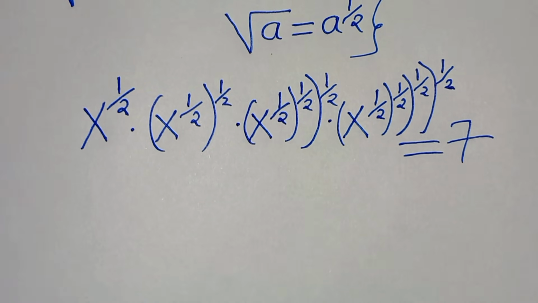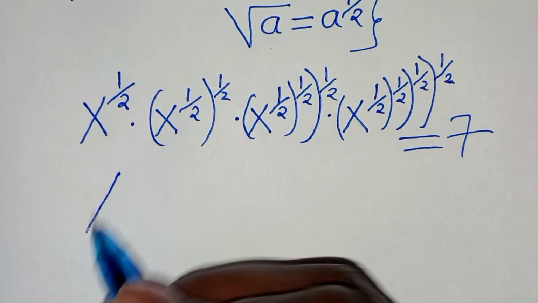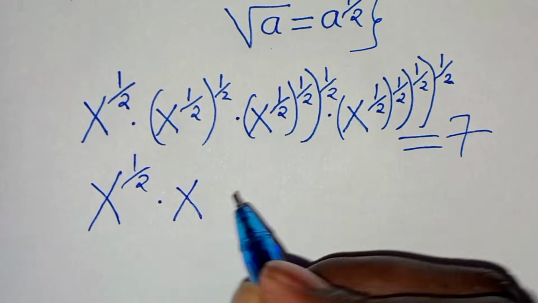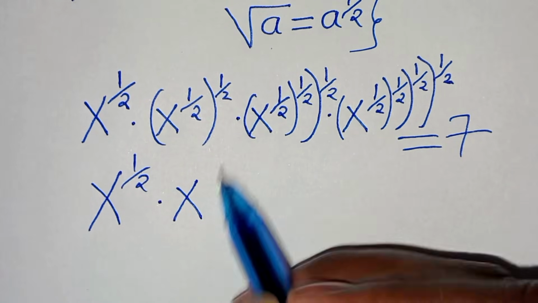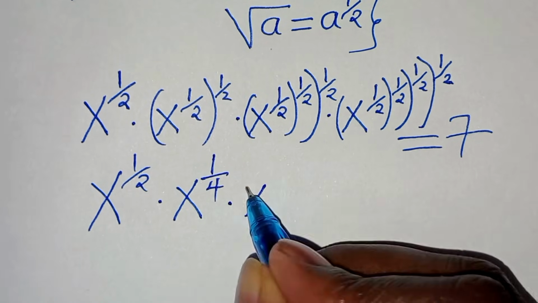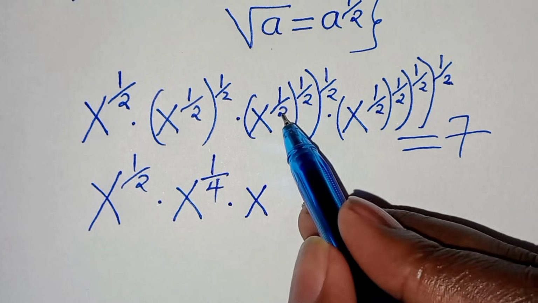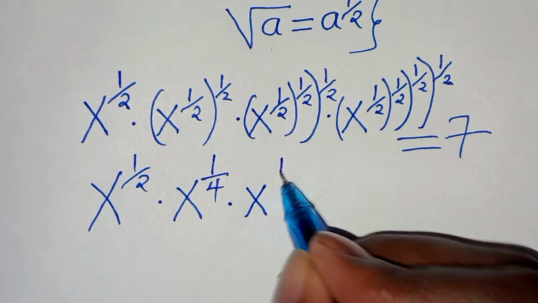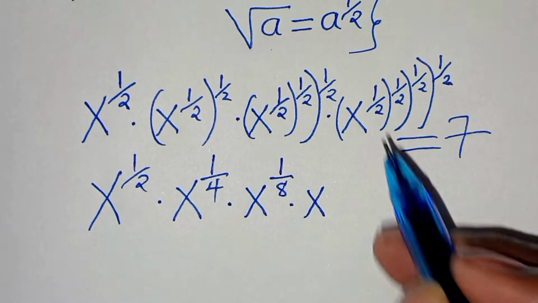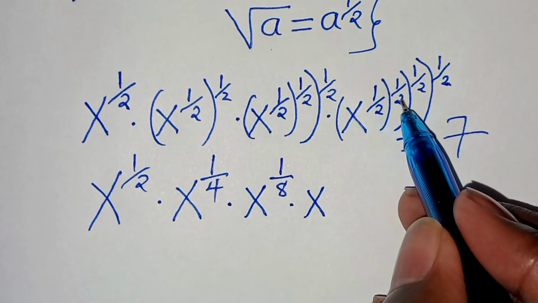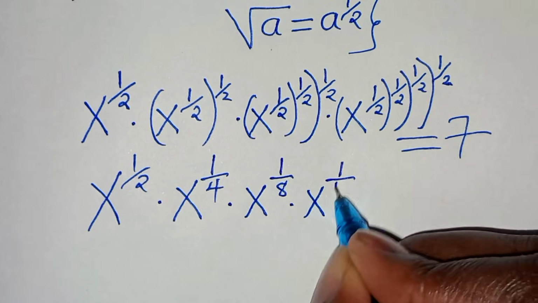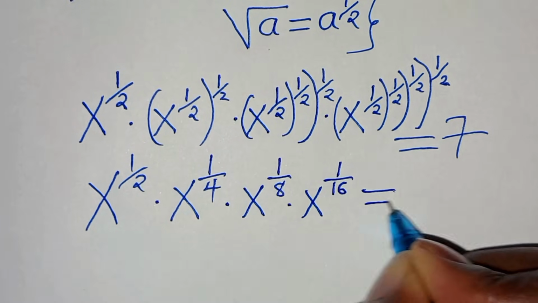Okay, so this is x to the power of a half, times x to the power of 1 over 2 times 1 over 2, this is 1 over 4, times x raised to the power of a half times a half times a half, this is 1 over 8, times x raised to the power of a half times a half times a half times a half, this is 1 over 4 times 1 over 4, this is 1 over 16, and this is equal to 7.